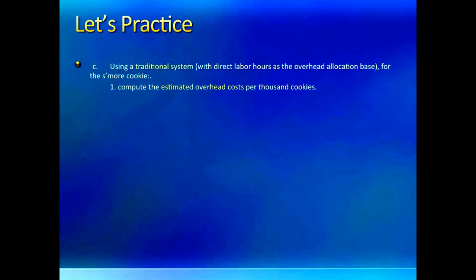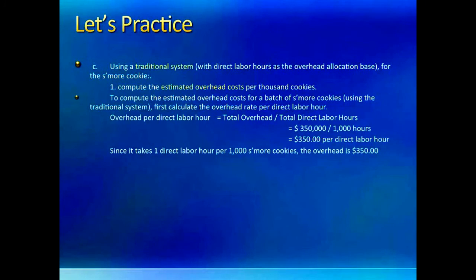So let us compute the estimated overhead rate first. The total overhead of 350,000 divided by total direct labor hours will give us an hourly rate of $350 per direct labor hour. We multiply this rate by actual consumption of direct labor hours by product S. Since it consumes only 1 hour per batch, overhead assigned will be 1 times 350 equal to 350.